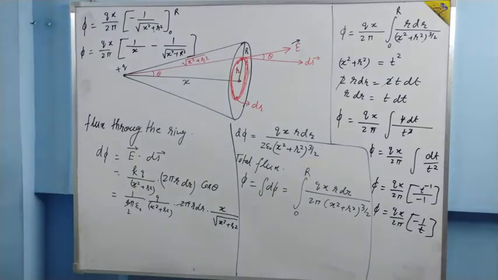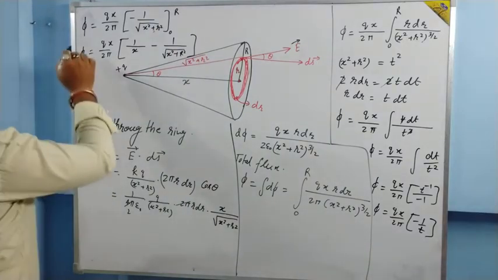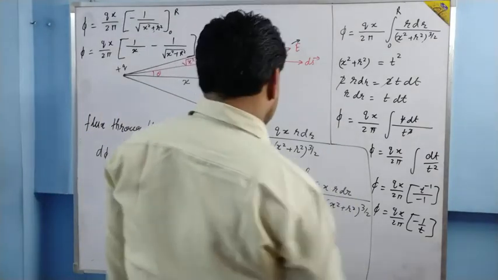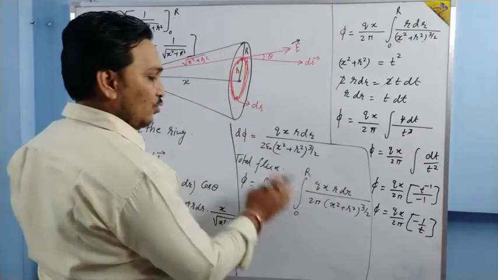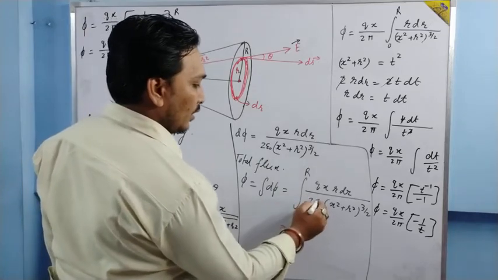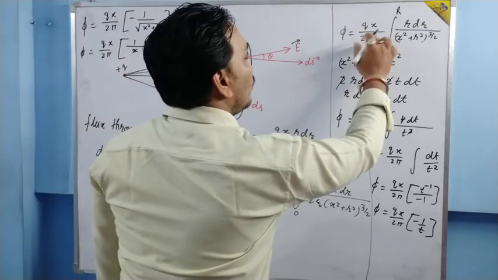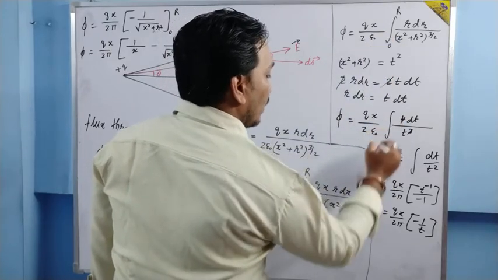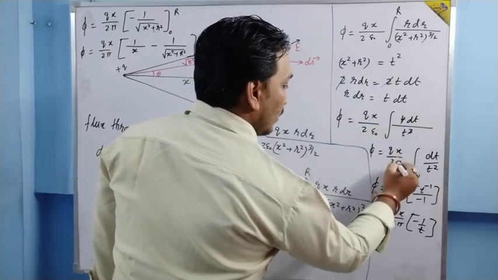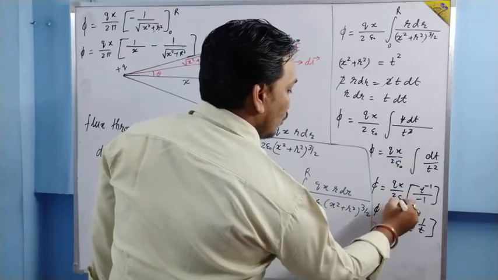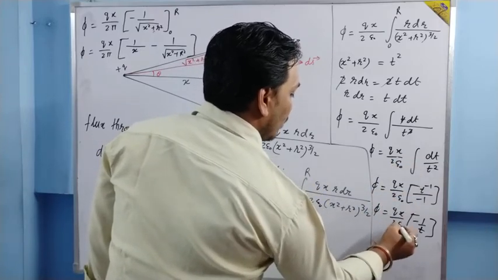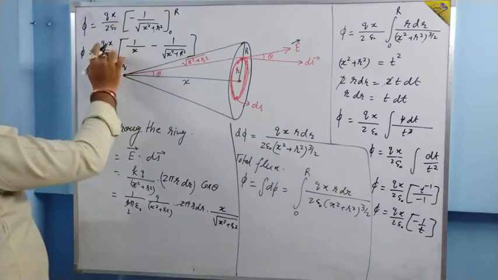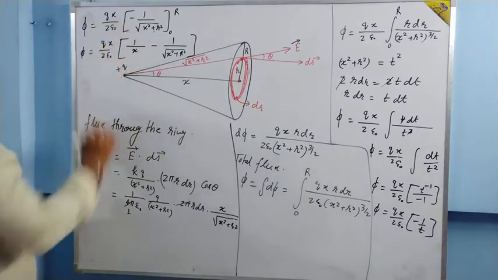Now, the 2 pi I am writing, it is 2 epsilon naught. Please make it correct. It is 2 epsilon naught everywhere; I have written pi by mistake. So it is 2 epsilon naught. So this is going to be our final answer.